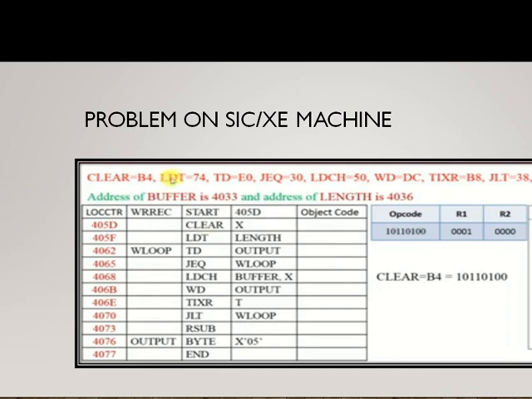Then we have the two registers R1 and R2. The register X has the number 1, so 1 will be 0001 in binary value. So 0001 is stored at the R1 position. R2 will be empty, so we have to fill it with zeros in binary, so that we will get the answer as B410.